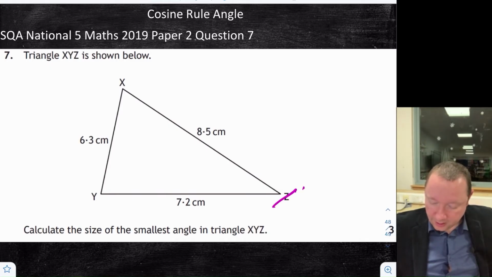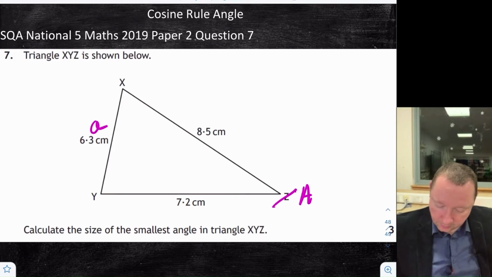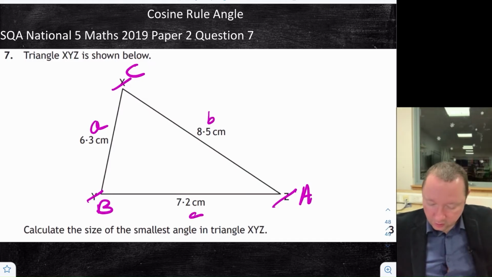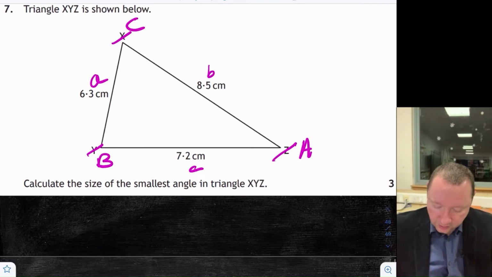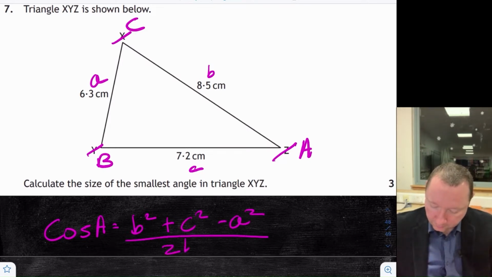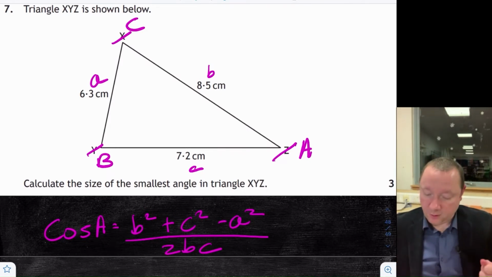So we'll relabel that A, and that'll be side a. And then the other 2 sides can be side b and side c. Now, calculating the angle, I know to use the cosine rule because I'm given all 3 sides. From the start of the exam paper, cos A equals b squared plus c squared minus a squared all over 2bc. You don't need to remember that, you just need to be able to use it.